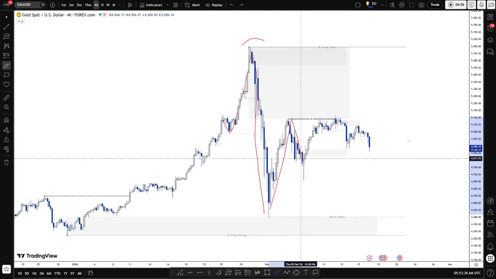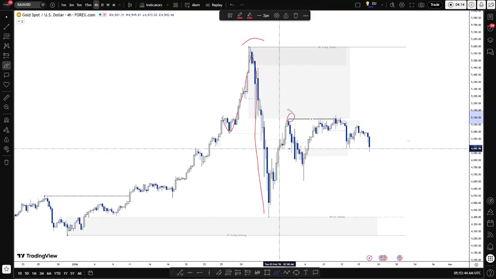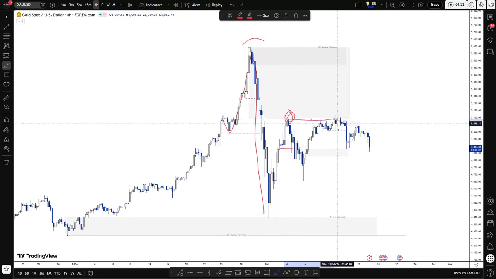So we can see price has pulled back. We can see price has swept liquidity above this high. This is a strong high. It had broken a fractal low, meaning it's a strong high. So price liquidated that high, and we can see also we got a bearish CHoCH plus also a flip.